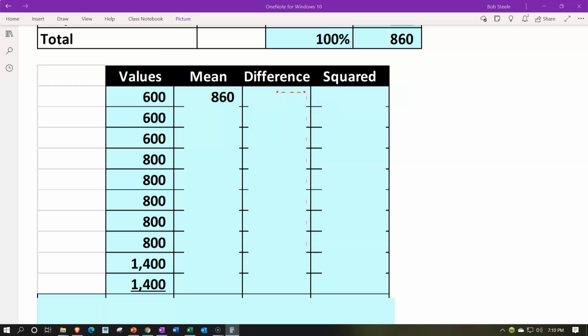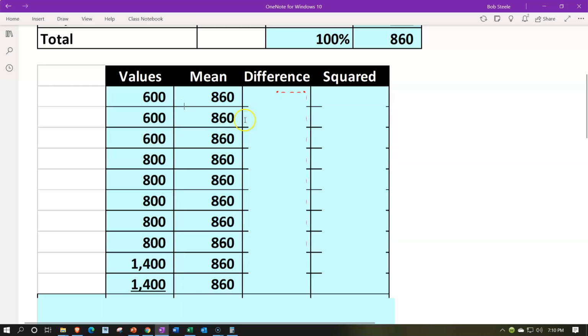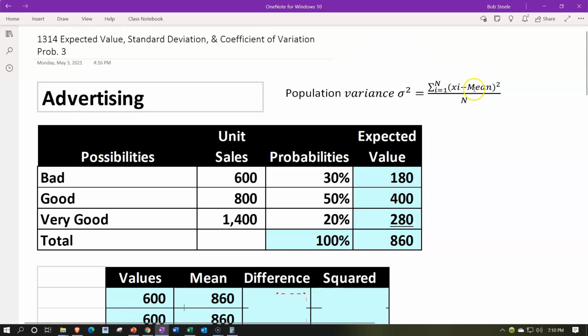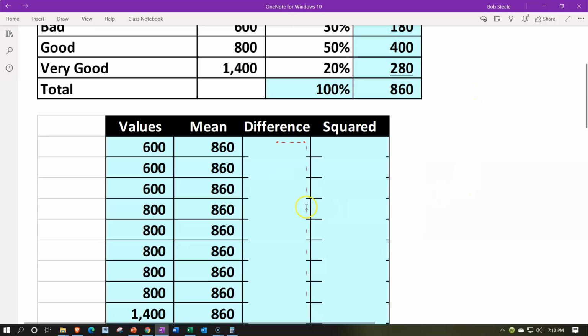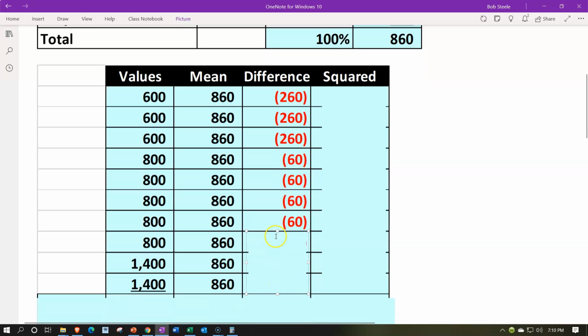Remember, that's the center point, not the median, not the middle number, but the average. That's going to be the average that we're looking for. So we're going to take that all the way down as the 860 for the mean. Then we're going to take the difference, subtracting this out, for each of the numbers to the mean. If we take the 600 minus the 860, we get a negative 260. Bringing this all the way down, the 800 minus the 860, we get negative 60. And then the last couple, where we have the 1,400 minus the 860, is 540.